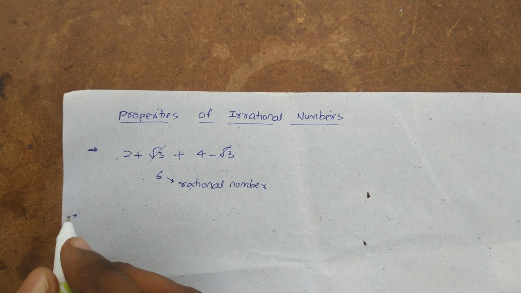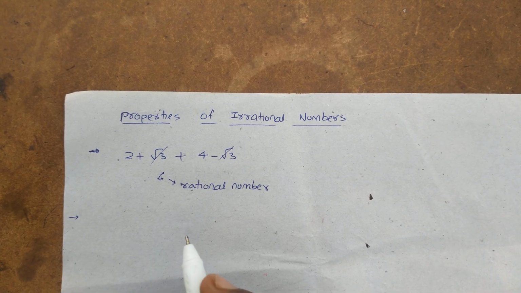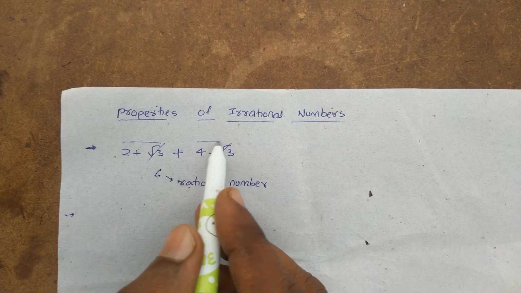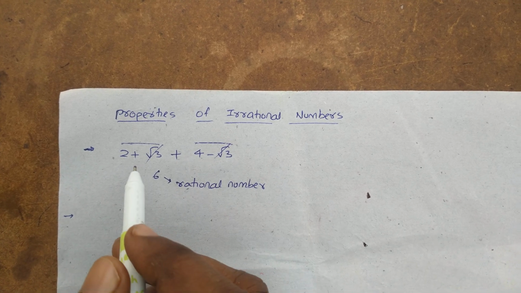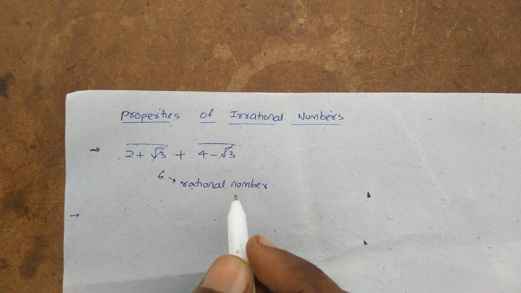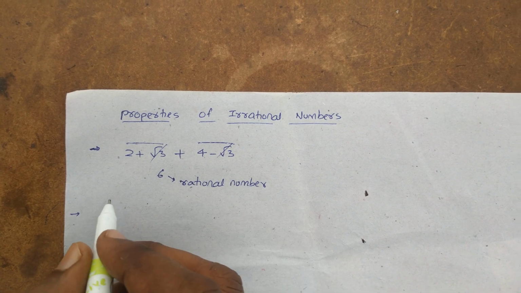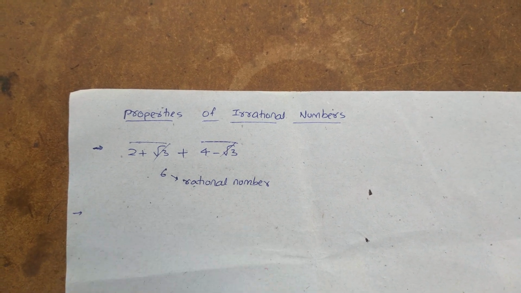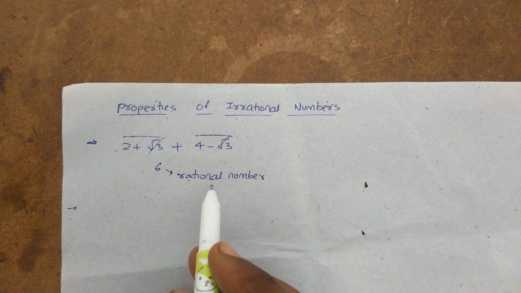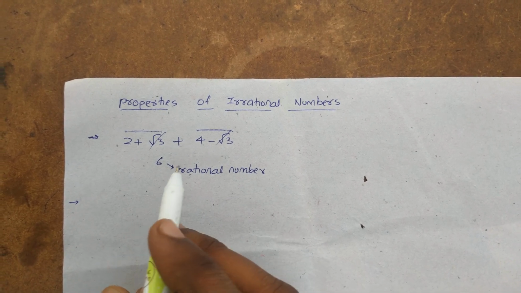So when you are adding two irrational numbers, this is one irrational number and this is another, you are going to get a rational number. Clear? This is one property: the sum of two irrational numbers can give you a rational number. Not always, but sometimes. Okay.